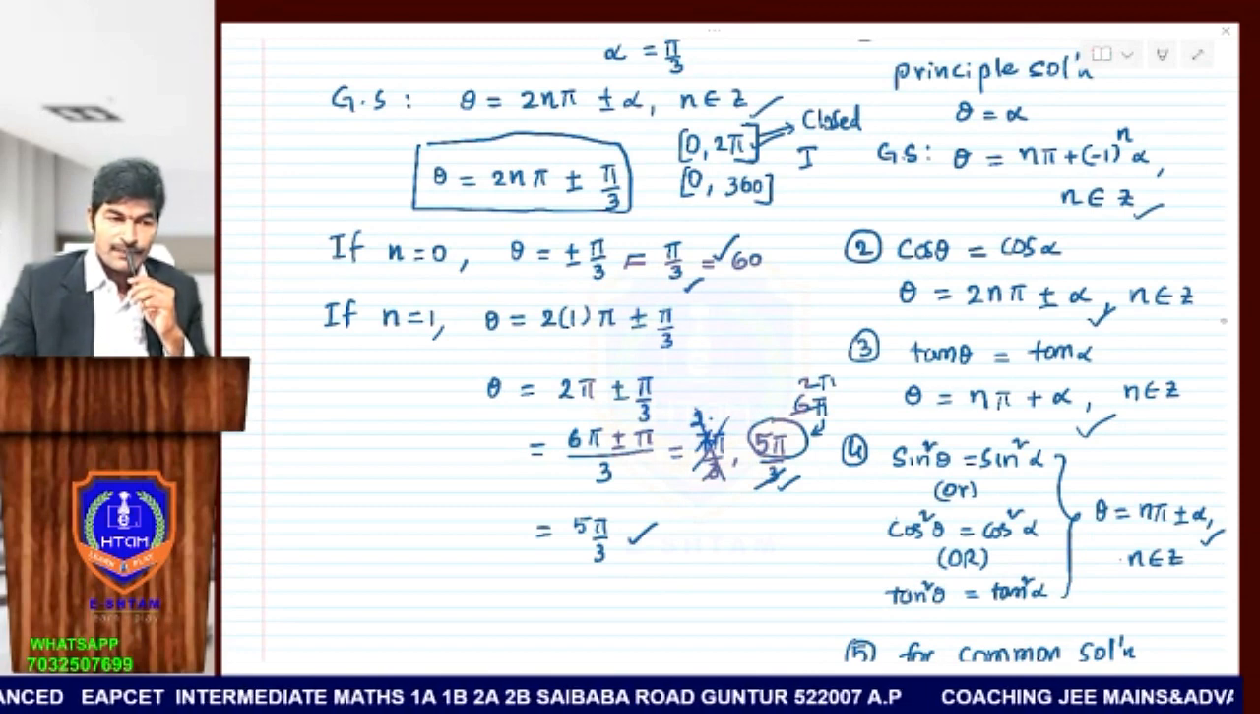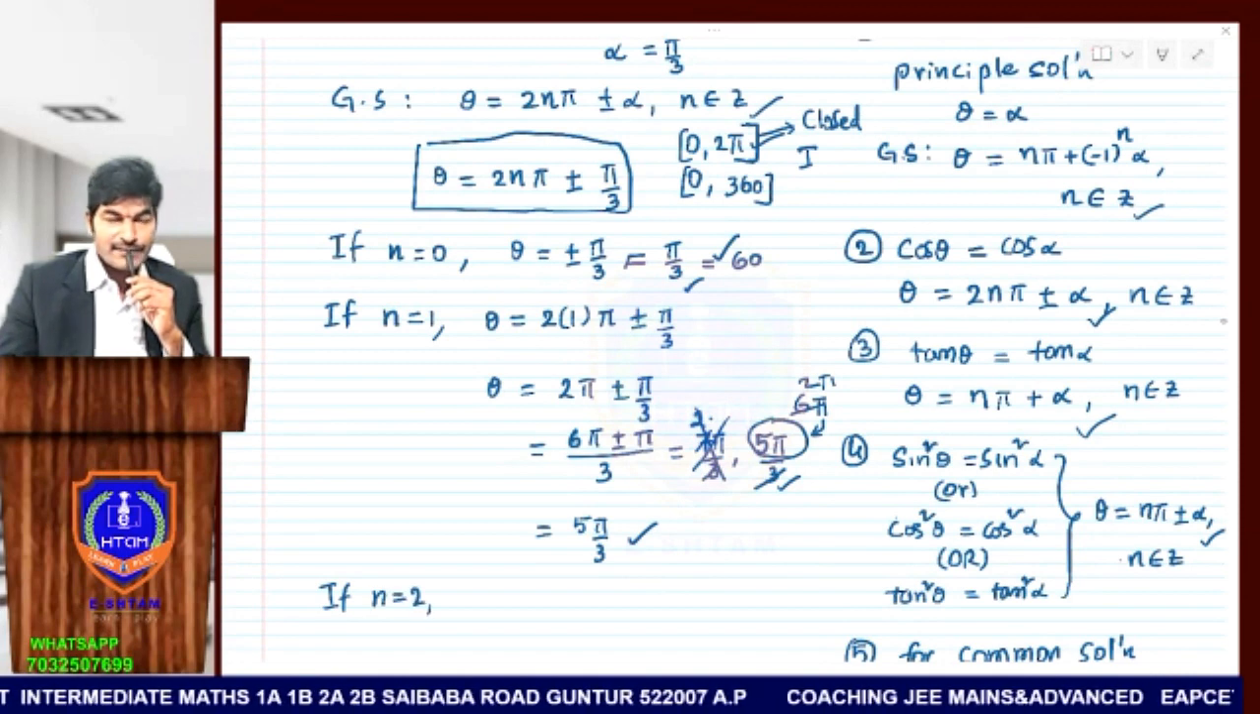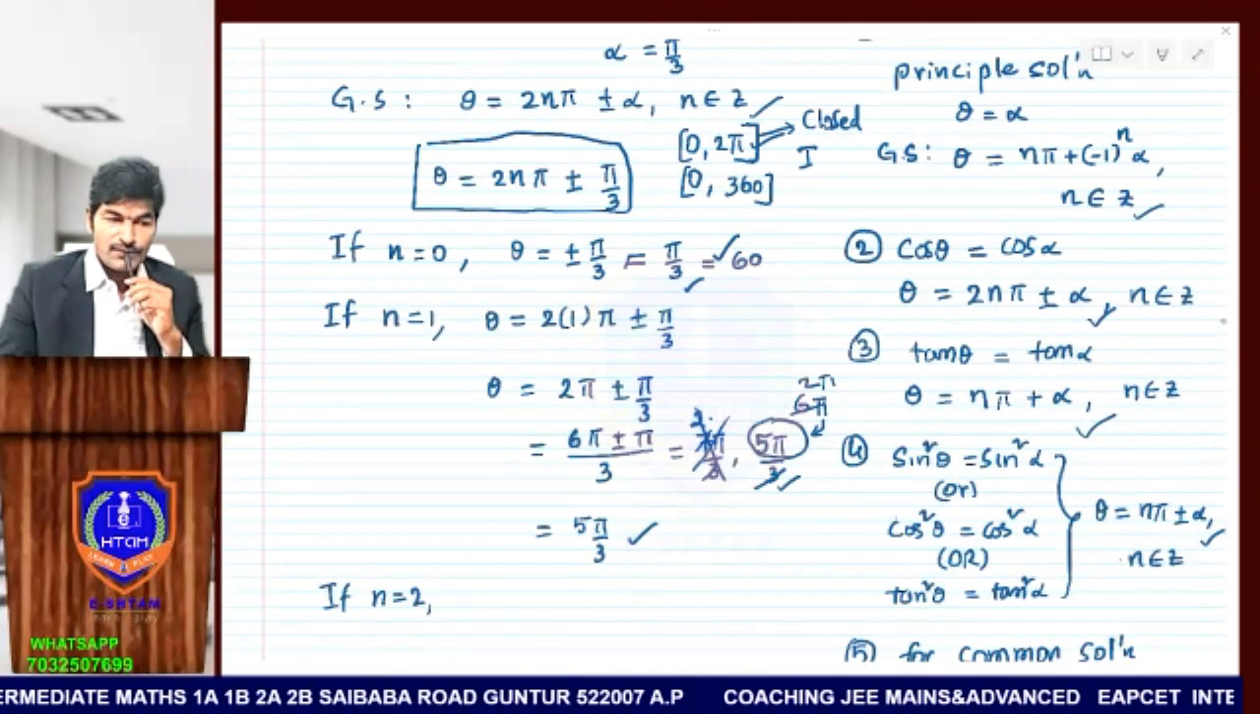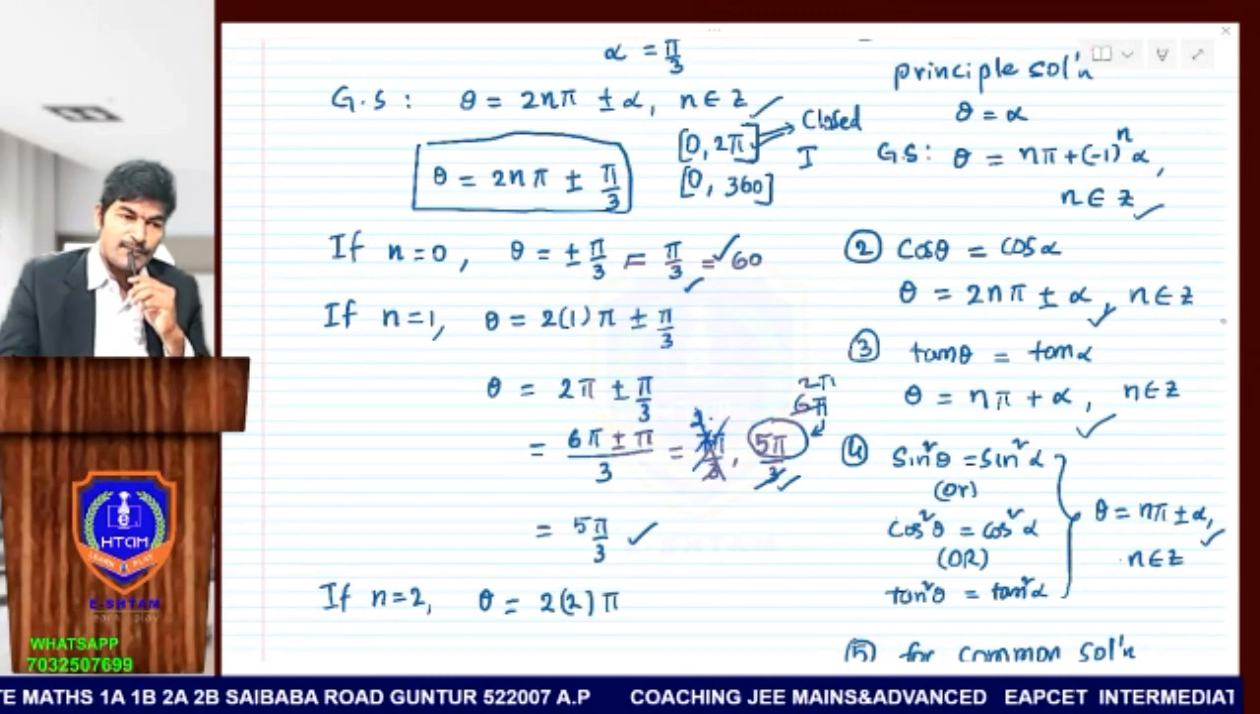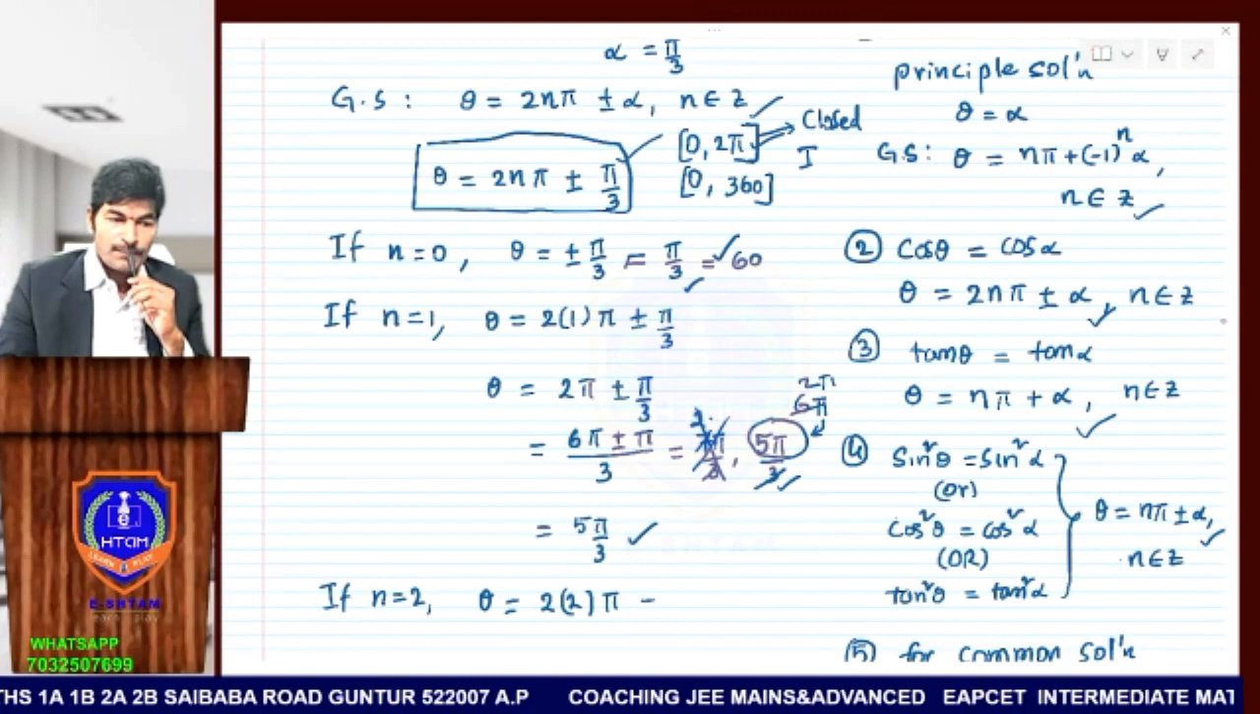Understood? And we will check by taking the next value. You have to check the next value also. Don't leave it just because we got two values. That's not enough. Don't think like that. You have to check n equal to 2 also. So theta equal to 2 into 2 into pi, again substituting this n value in the general solution, plus or minus pi by 3.